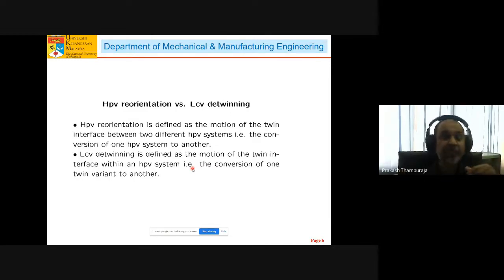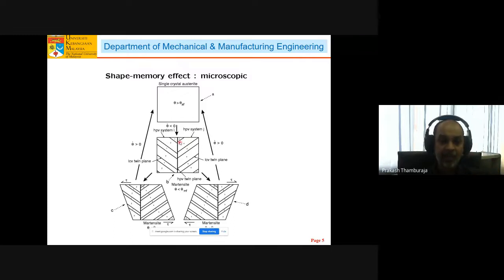And we need to distinguish different types of twinning that actually occur in this material. There are two types of twinning. One is called the habit plane variant, or HPV, reorientation, and the other is LCV, or lattice correspondence variant, detwinning. To show it in a figure, HPV reorientation refers to the conversion of one martensitic plate to another through the motion of this boundary. And lattice correspondence detwinning is the conversion of one variant within the martensitic plate through the motion of these interfaces. So there are two different types of twinning that occur here.